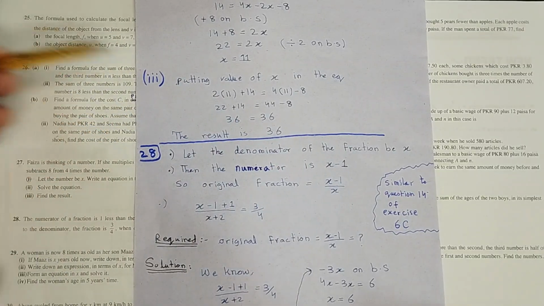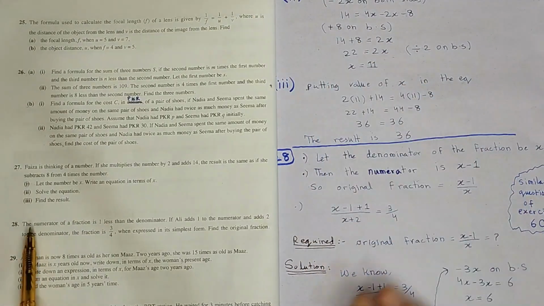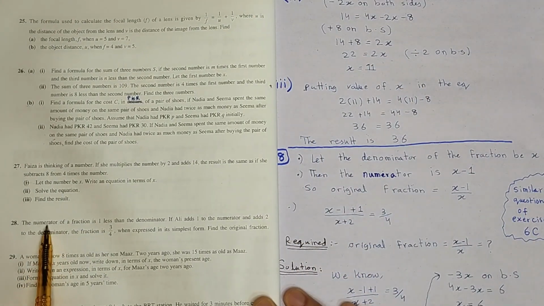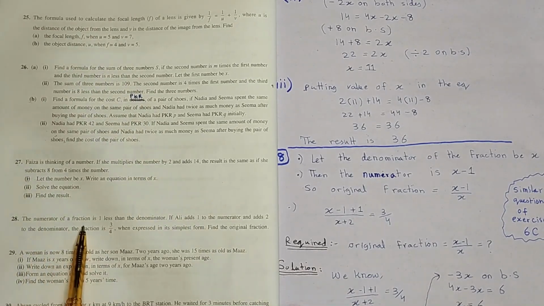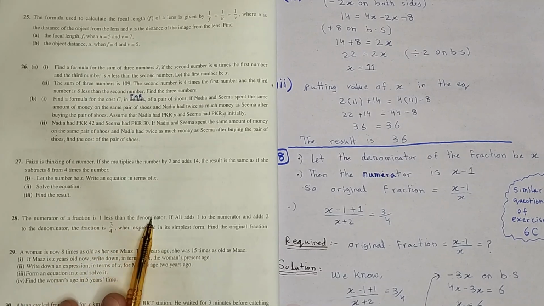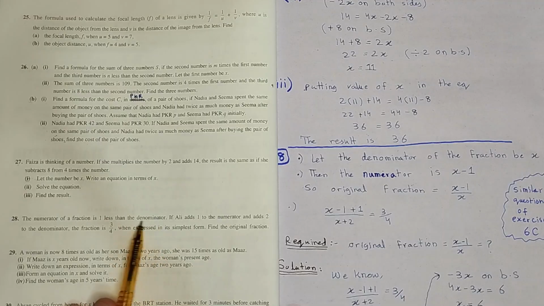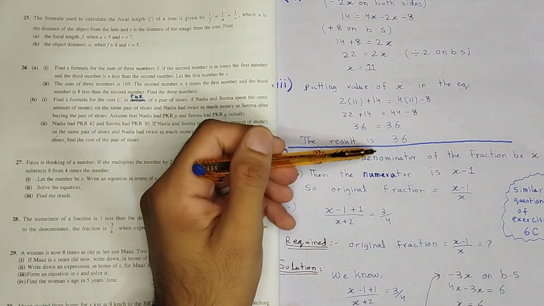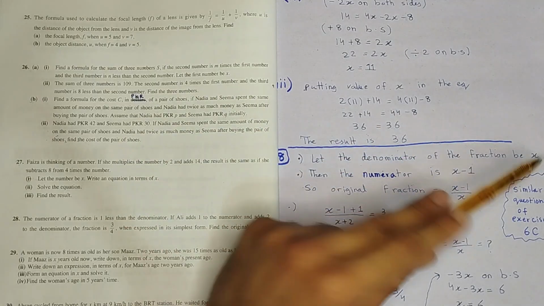Question number 28 says what? Again, starting with analyzing the question and taking out the given. The question says that the numerator of a fraction is 1 less than the denominator. The numerator is being described in terms of the denominator. So what are we going to do? We're going to take the denominator as x. Let's say that the denominator is x.